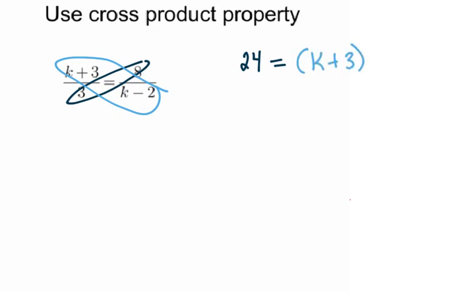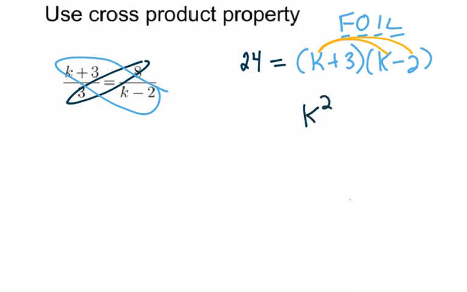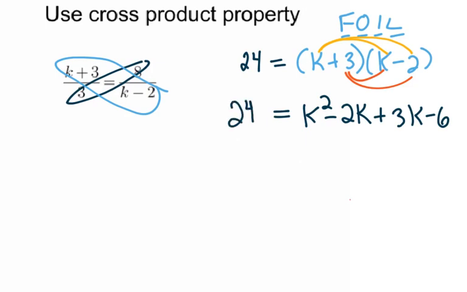And what has to happen is we're going to use the distributive property. Sometimes teachers abbreviate it as FOIL: first, outer, inner, and last. So let's go ahead and distribute k to both terms there. And we end up with k squared minus 2k. And then we'll go ahead and distribute the 3 to both terms. And we'll end up with plus 3k minus 6 on the right-hand side of that equation. The left-hand side is 24.